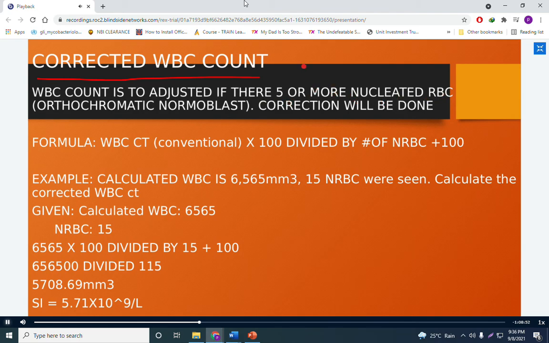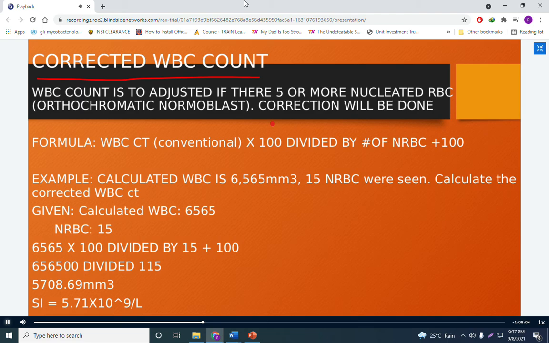Now, bakit sa tingin niyo, why do you think that there should be a correction? Anong meron sa nucleated RBC that you have to do a correction? Can anyone tell me? Bakit nyo kailangan mag-perform ng correction or adjustment if meron kang makitang nucleated RBC sa hemocytometer nyo? Any ideas, class? Bakit kailangan mong mag-adjust? Anong meron sa nucleated RBC? Come on. Share ideas.